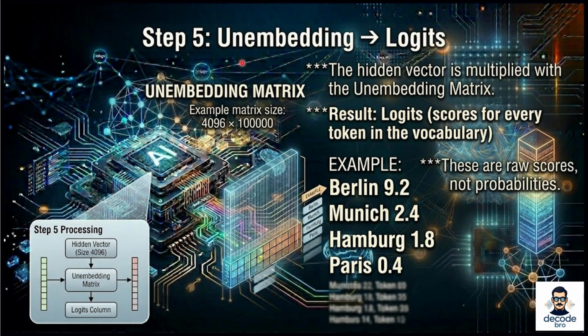Step 5. Unembedding and logits. The hidden vector is multiplied with the unembedding matrix. Example matrix size is 4096 by 100,000. Here the 4096 is the vector size or the dimensions, and 100,000 is the vocabulary size of the particular LLM. The result, logits, are raw scores for every word in the vocabulary. Berlin 9.2, Munich 2.4, Hamburg 1.8, etc. These numbers are not probabilities yet, they are just the model's preference scores.